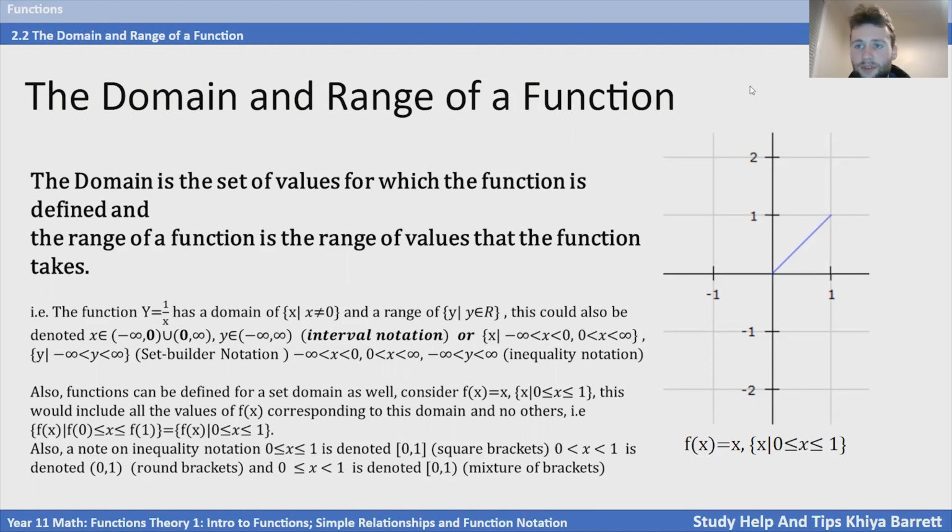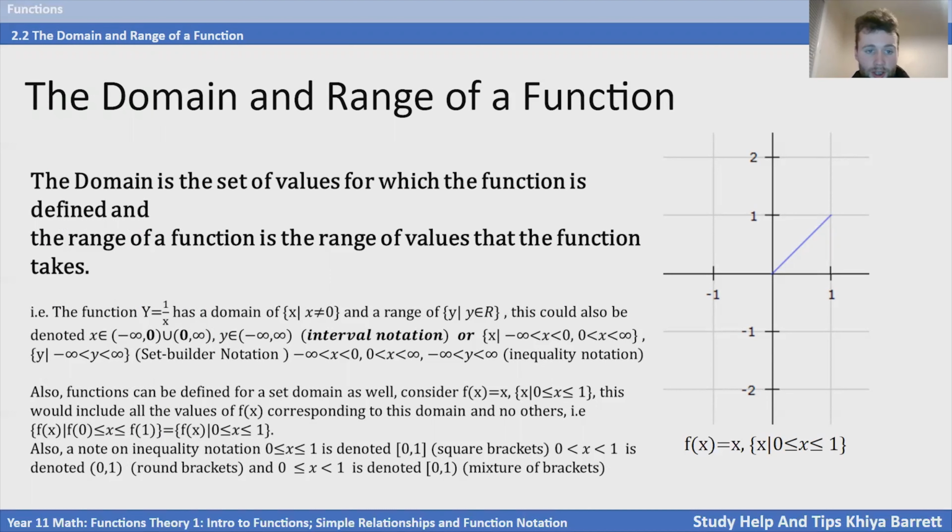So consider this function right here. The function y equals 1 over x has the domain x cannot equal 0, and the range y is in the set of all real values. So all real values, what does that mean? Well, it means the values are not imaginary. You'll learn about that later, but basically all the numbers that you know about today are real numbers. You'll learn about imaginary numbers later, and they're pretty cool.